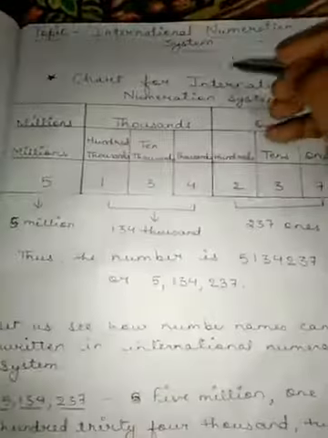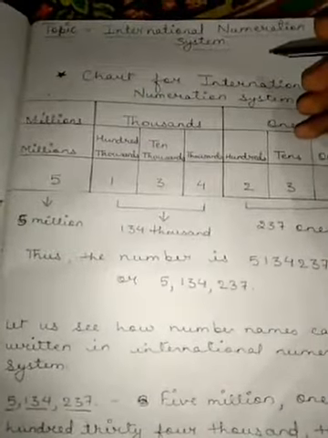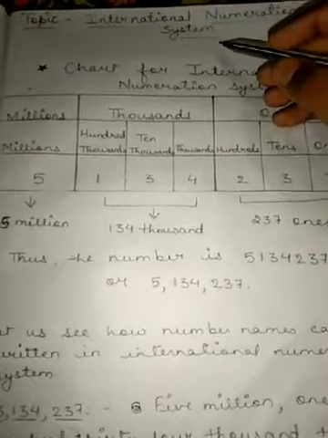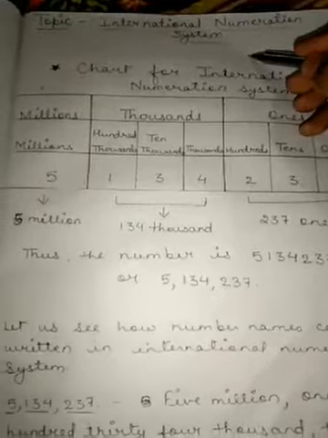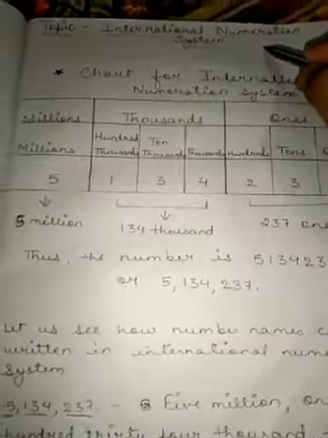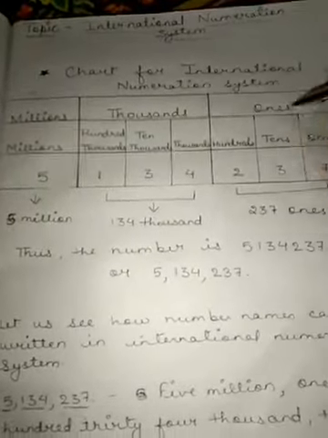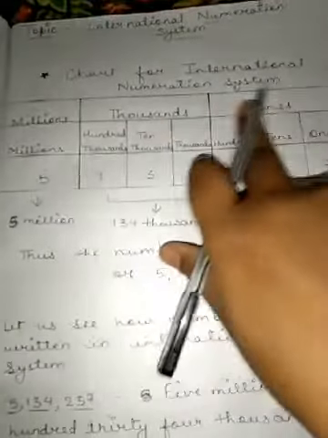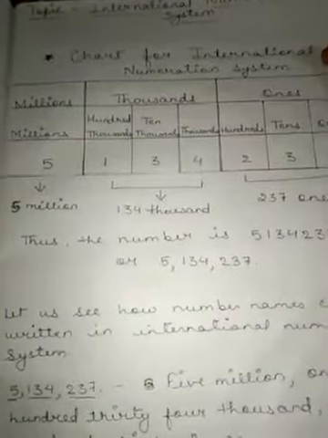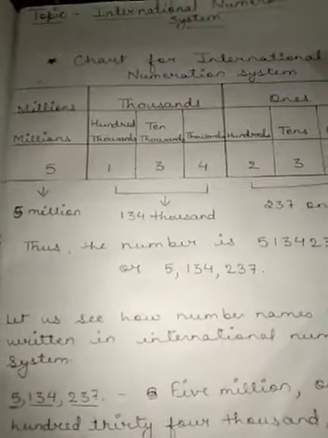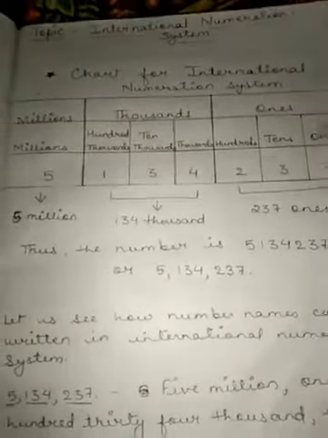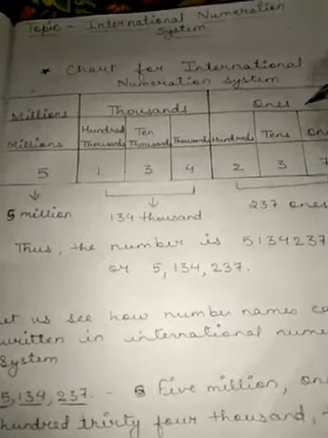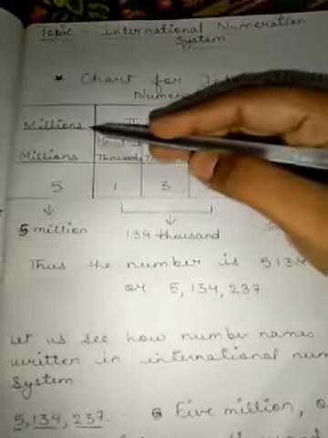So, children, as we have already discussed the Hindu Arabic system of numeration, now let's start our next part, that is the international numeration system. Now children, you can see one chart is given here, the chart for the international numeration system. In this chart there are three separations. This chart is divided into three parts: first ones, then thousands, and then millions.